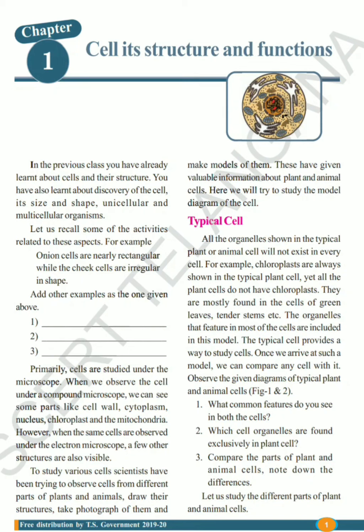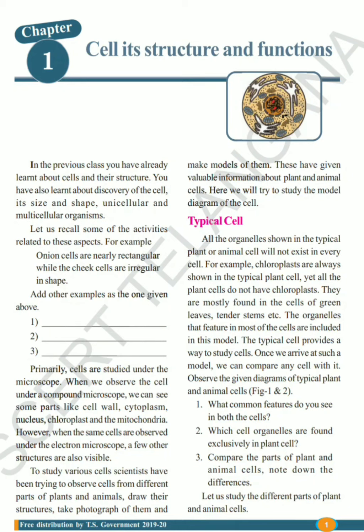So to study various cells, scientists have been trying to observe these cells under the compound and electron microscope from a very long time, and they have tried to draw their structures. They took the photographs of them. They tried to make the models of these cells and have given us very valuable information about a typical cell. So today in this class, we are even going to learn about a typical cell.